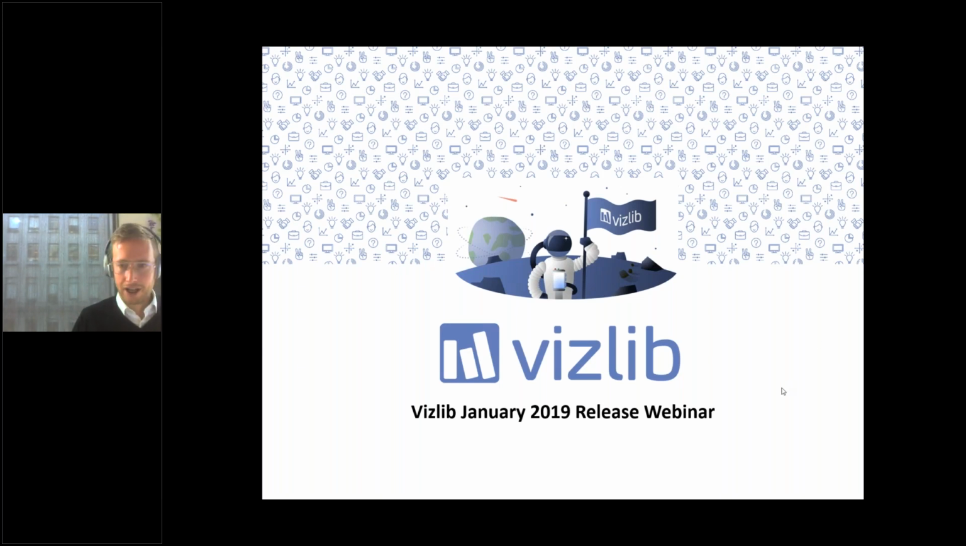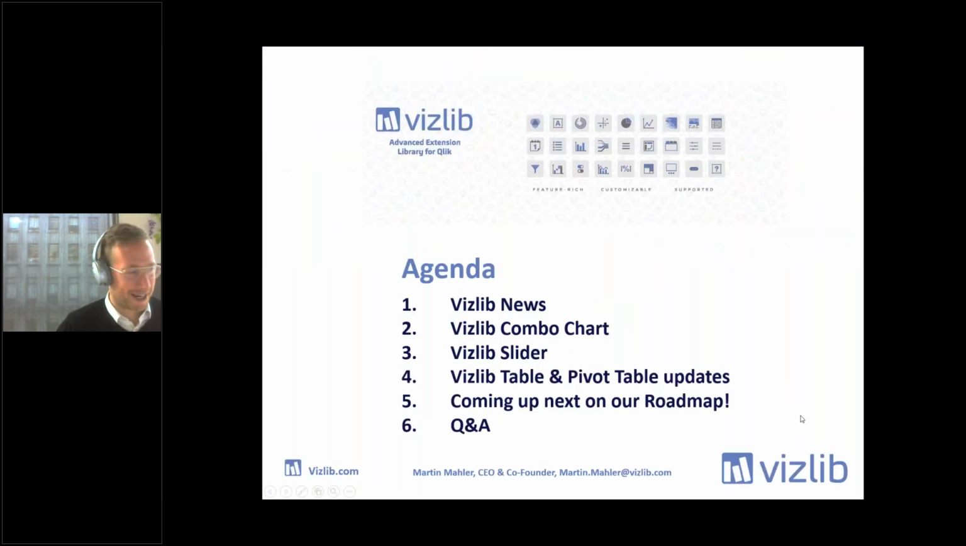Right, so I'll get started. We have a lot of exciting stuff to be talking about today. Some Vizlib news, not too insignificant, of course, but very excited to share with you the Vizlib combo chart live in action, which has been released, I think, in January, but also a new extension not yet out there, which will be released just right after the call, which is the Vizlib slider, another control component, and some very important updates that we have done on the Vizlib table, and of course the roadmap.